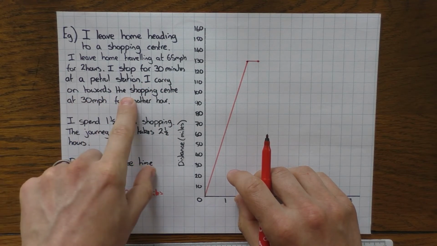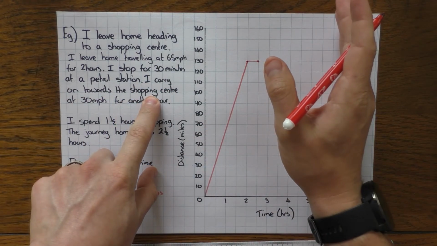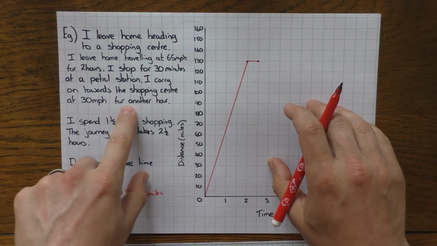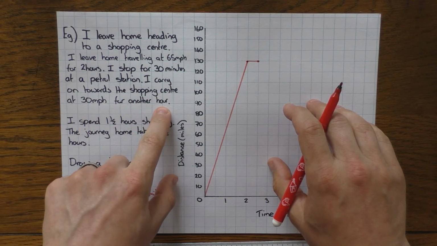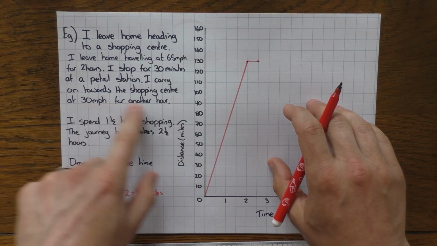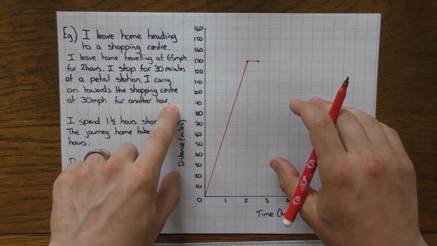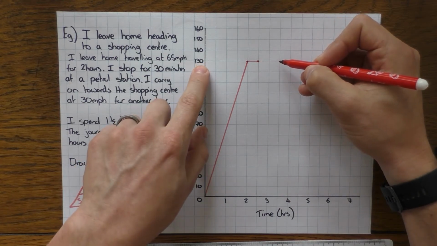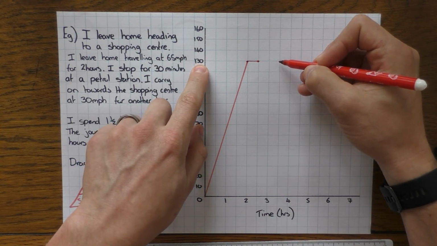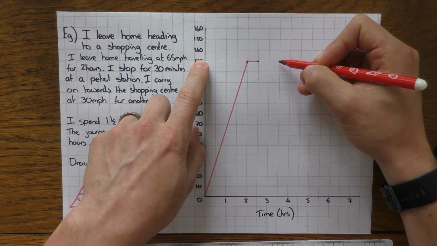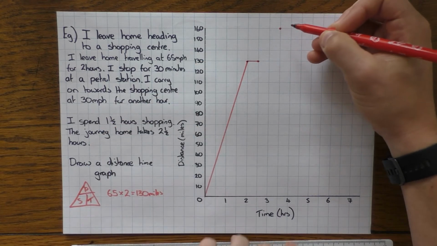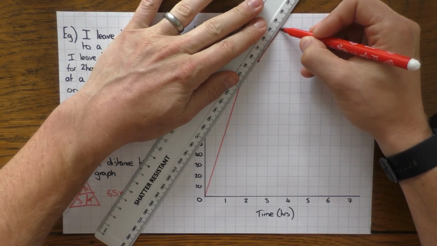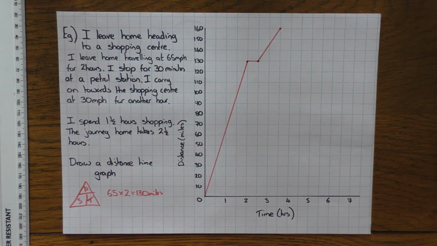I carry on towards the shopping centre, so I'm still moving away, so I'm still going to be going up at 30 miles per hour for 1 hour. So how far is that? Well, it's just 30 times 1, so 30 miles in 1 hour. So remember, 1 hour is 2 squares, and I've gone 30 miles. So if I was on 130, I'm going to add another 30 to be on 160. Again, constant speed, so nice straight line.